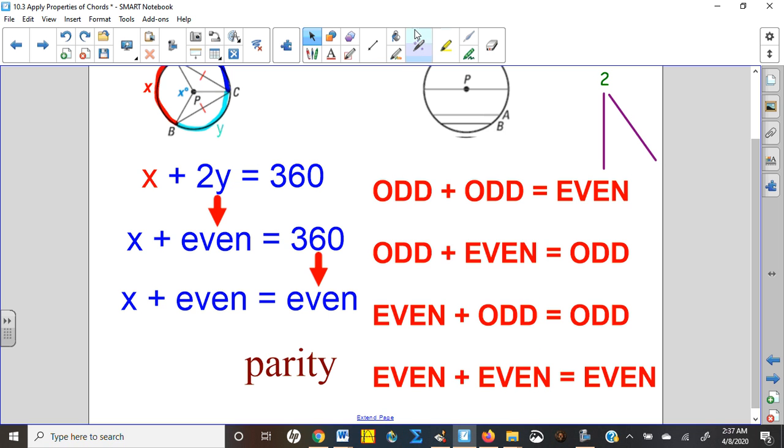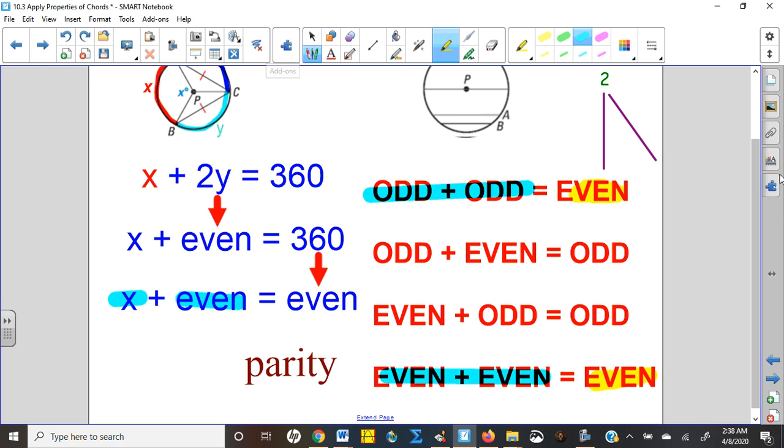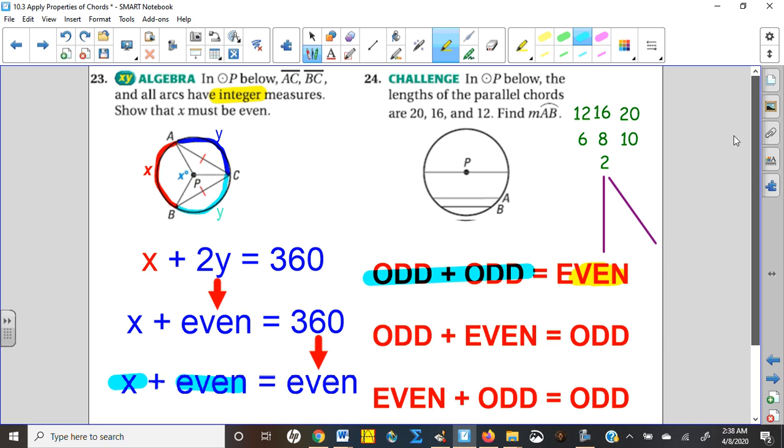So what we have here is a case where I'm getting an even answer, which means I either have to be adding two odds or two evens. Well, since we know one of these is even, the other one also has to be even, and we just proved this case, which it said is if we know that AB and BC arcs have integer measures, then x must be even. This did it.